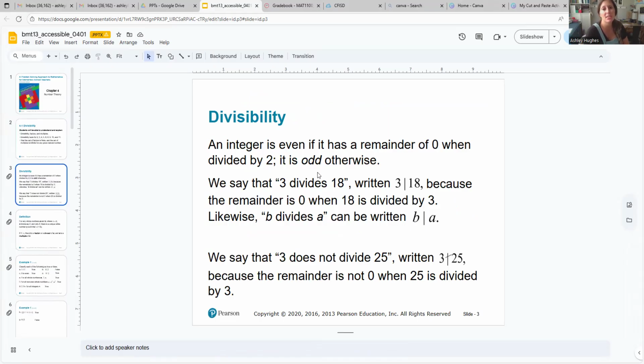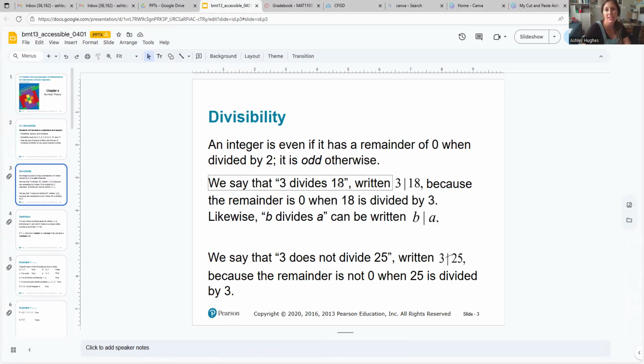Divisibility. An integer is even if it has a remainder of 0 when it's divided by 2. It is odd otherwise. So even means it's divisible by 2. All the even numbers: 2, 4, 6, 8, 10, 12, etc.